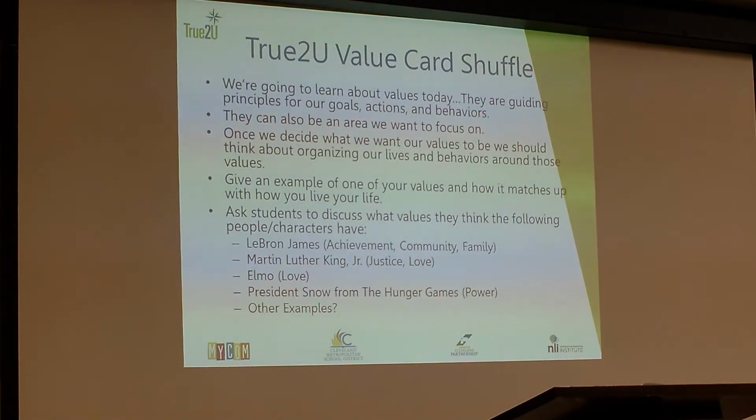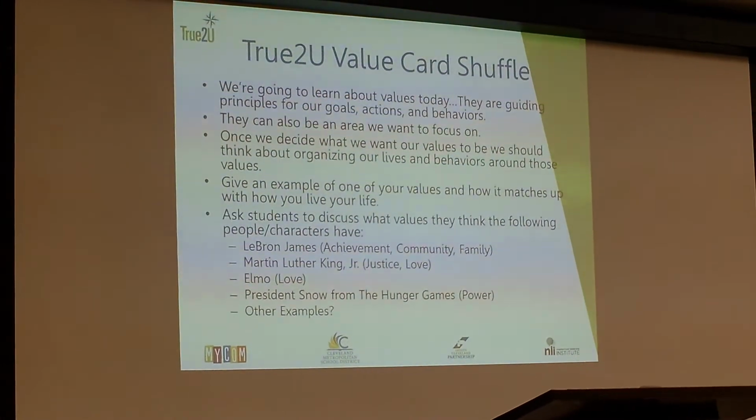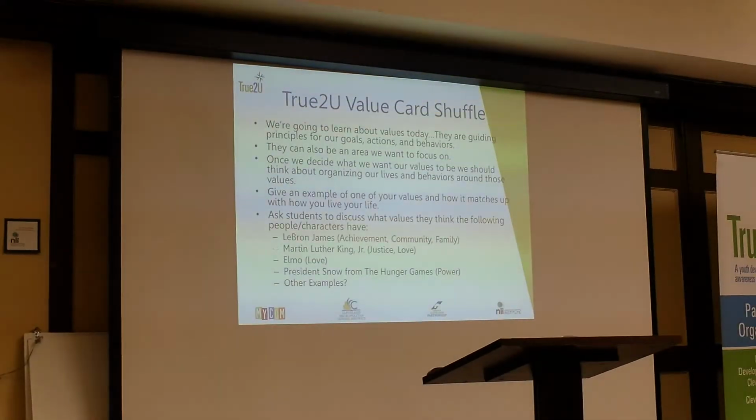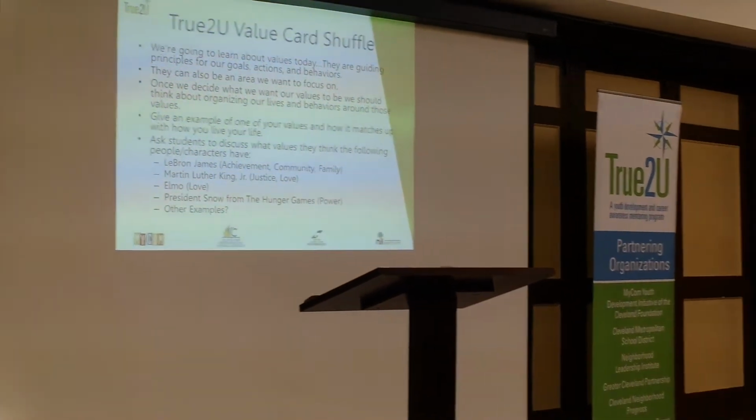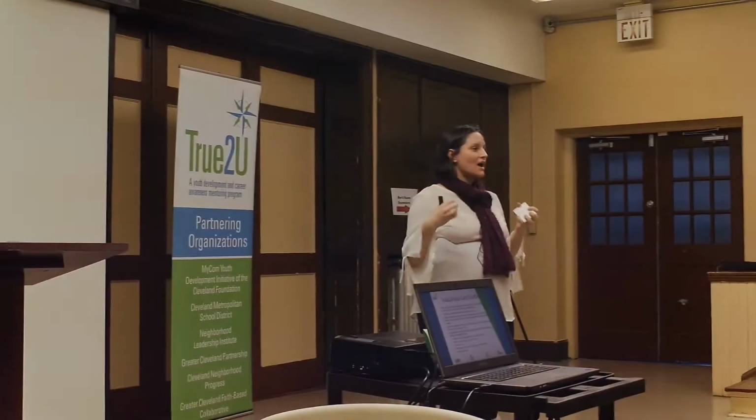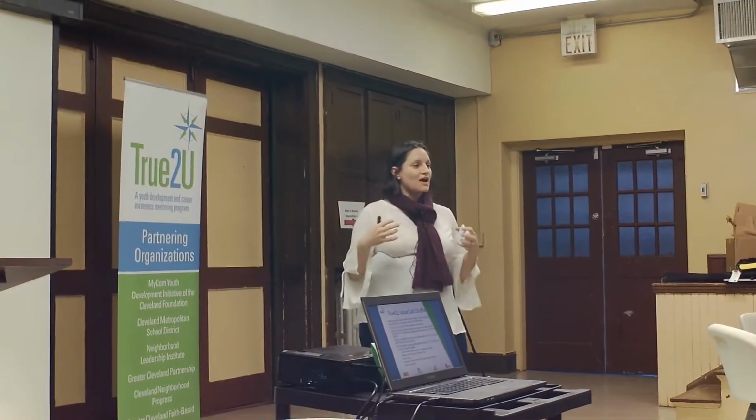And then you can ask students to discuss what values they think the following people or characters have. So this is listed in your curriculum guide. So we have LeBron James. So after going through all of these values and getting some idea of what we're looking for, have the students reflect on what do they think LeBron values? How does he live? What does he do? How does he show what he values?